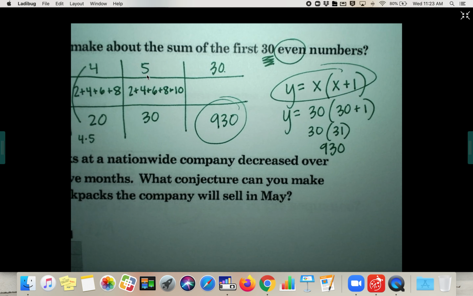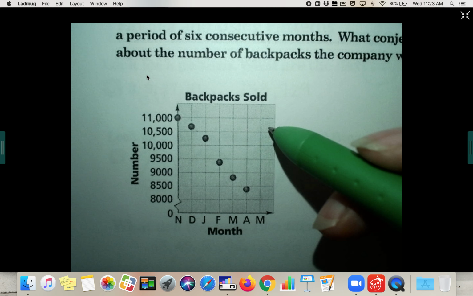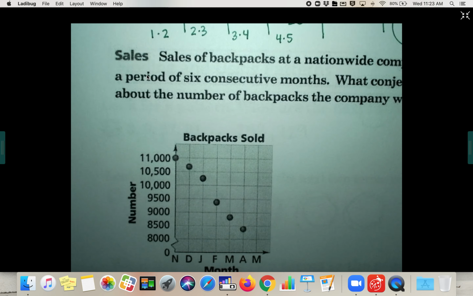All right, the backpack sold one we are actually going to skip because this one is very similar to one that we're going to do later, and we'll work that one out later together. So skip the sales question.